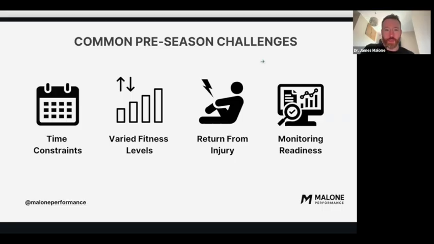And I think over the years, these are some of the challenges that I've seen and heard from practitioners when it comes to pre-season planning. The first I've already mentioned in detail, which is the time constraints that we're faced with, unfortunately.